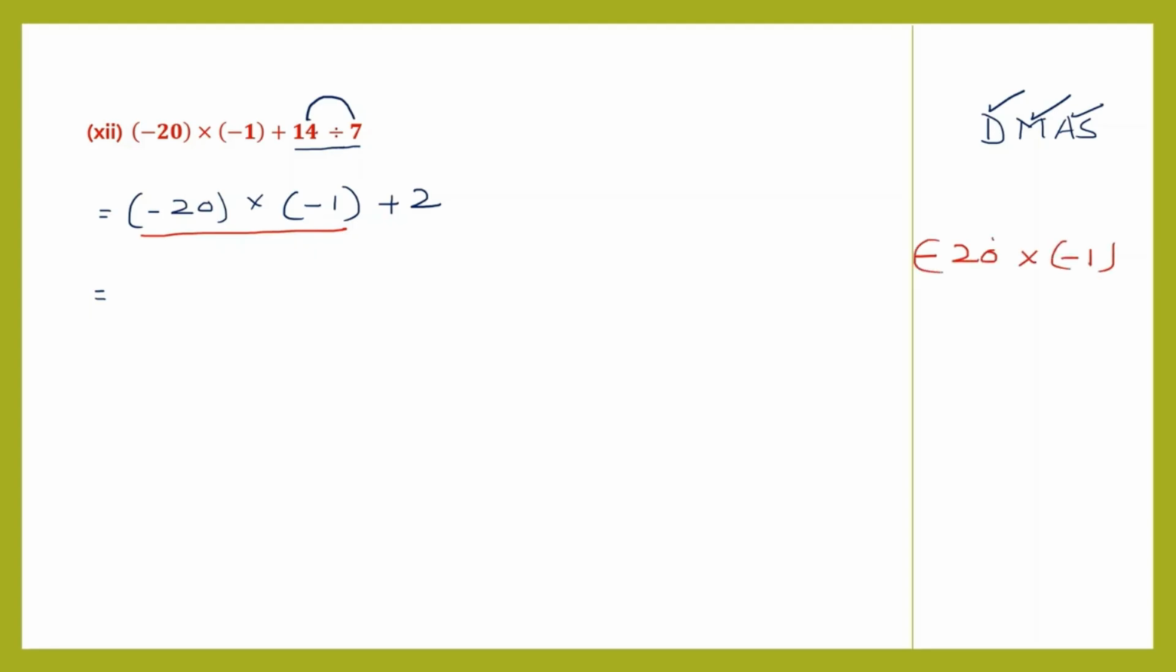Now, signs are both minus, so minus into minus is plus. 20 into 1 is 20. So here we've got plus 20. Let's write that here, plus 20 or simply 20. And what is left? Plus 2. 20 plus 2 is 22. So this is our answer.